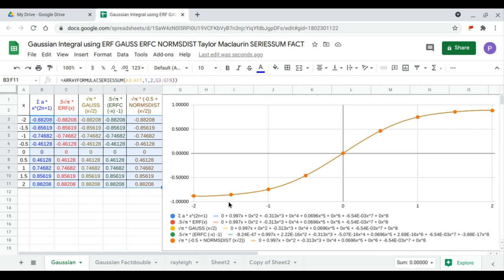This completes the use of array formula, error function, Gauss function, complementary error function or ERFC, NORMSDIST function, and Taylor-Maclaurin SERIESSUM factorial to generate the trendline polynomial.